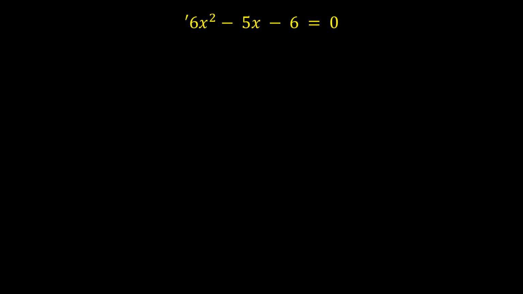The equation is 6x² - 5x - 6 = 0. We need to solve by factorization. Multiply a and c to get -36. We need two numbers that multiply to -36 and add to -5.